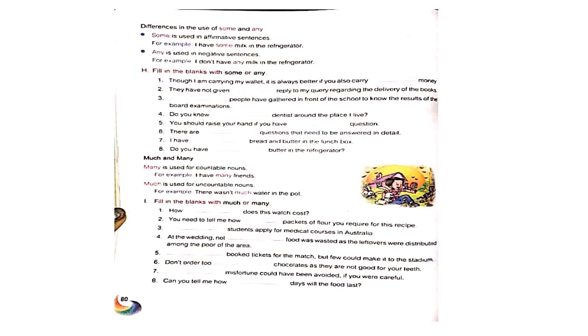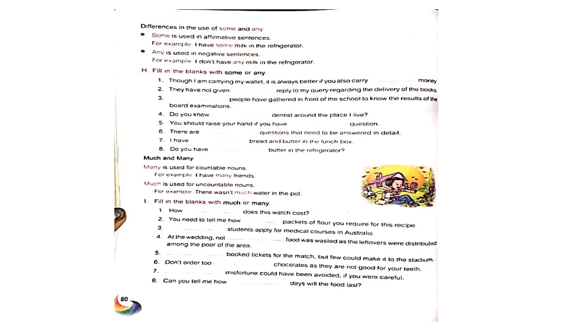Okay, the example says I have some milk in the refrigerator. So this person knows that there's milk in the refrigerator, but he doesn't know how much. He's not sure, uncountable. So what does he say? I have some milk. He knows that there's milk there, but it's some, maybe 1 liter, half cup, all those things.